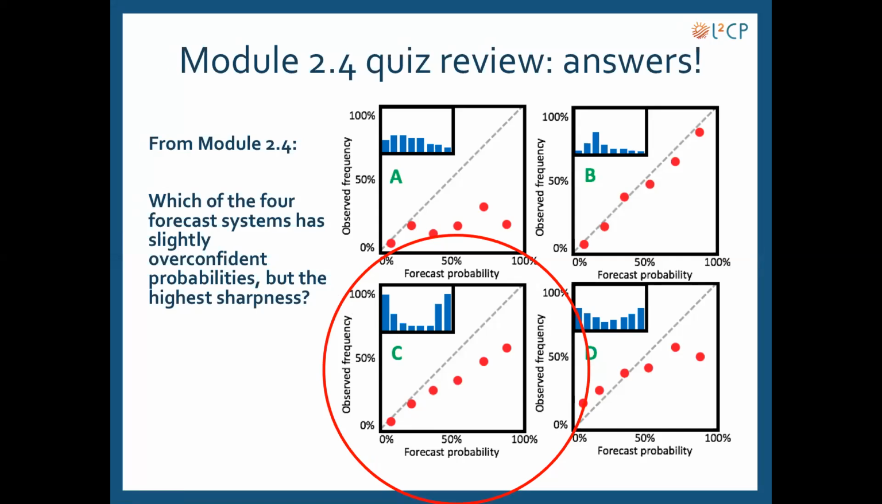So 64% of people got that right. A few people said B and one person said D. B is not the right answer because it's not very sharp. And D is a reasonable answer. It's slightly overconfident and there is some sharpness, but it's not the highest sharpness, which is C.